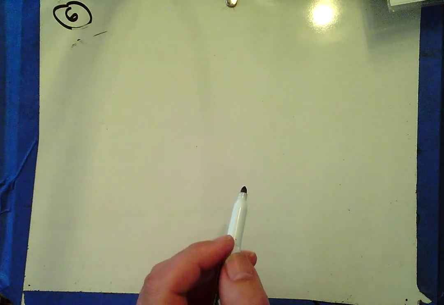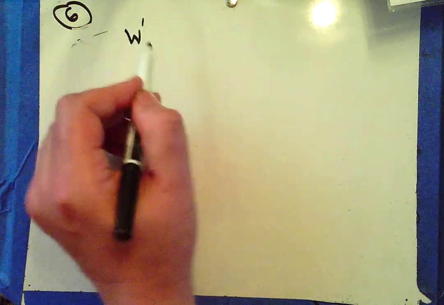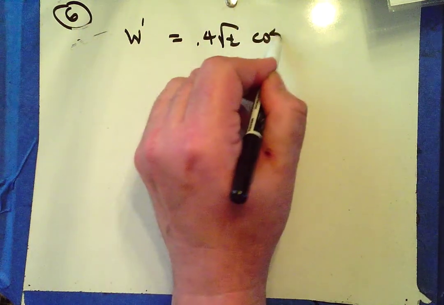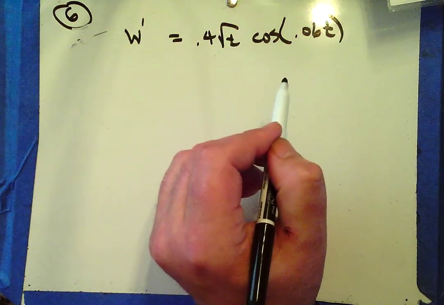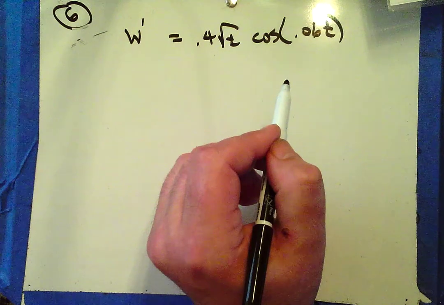Part D says on 20 to 25, W models the temperature and has the first derivative W prime equals 0.4 square root of T cosine 0.06 T. Based on this model, what is the temperature of the water at time equal to 25?